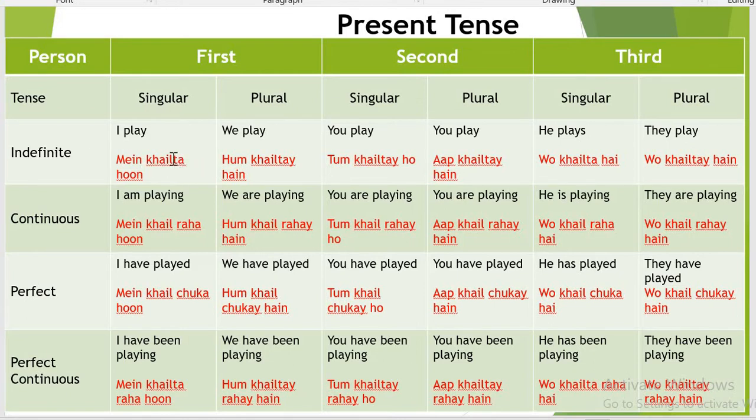As you can notice, in the first person singular indefinite, it was मैं खेलता हूँ. ता हूँ, ता है or ते हैं is the sign of the present indefinite tense, while in the present continuous, it is रहा हूँ or रहे हैं, रहे हो etc. So I'm playing, मैं खेल रहा हूँ.